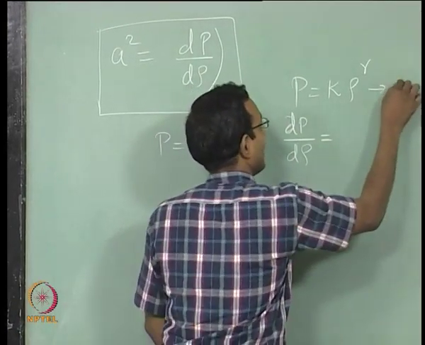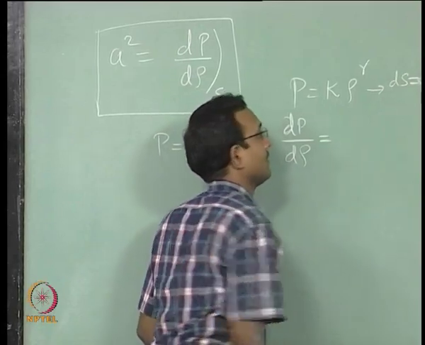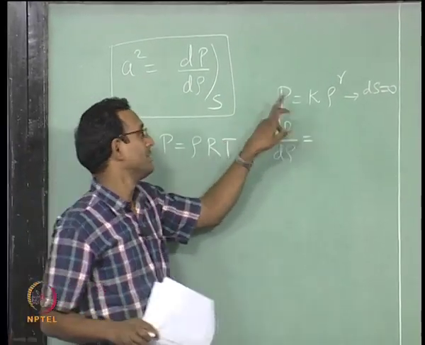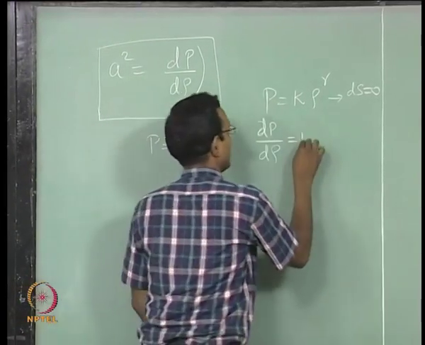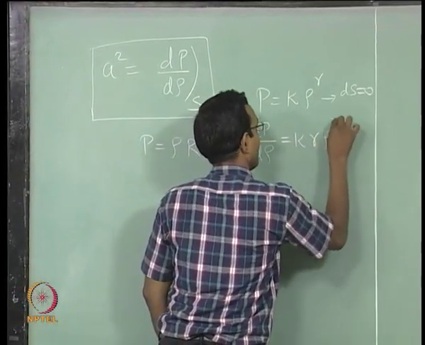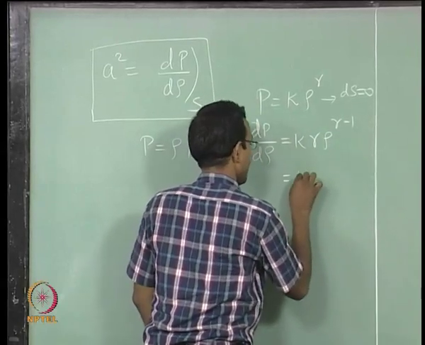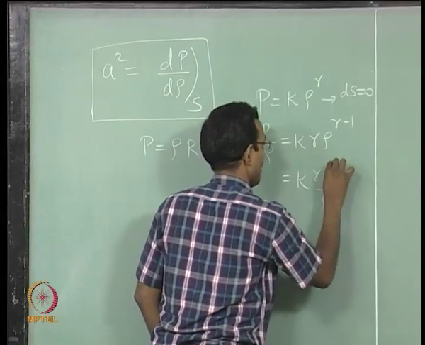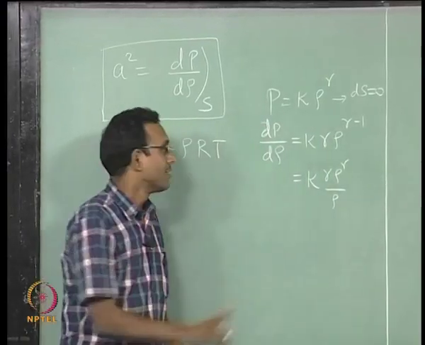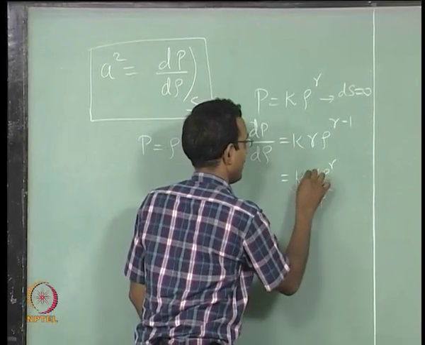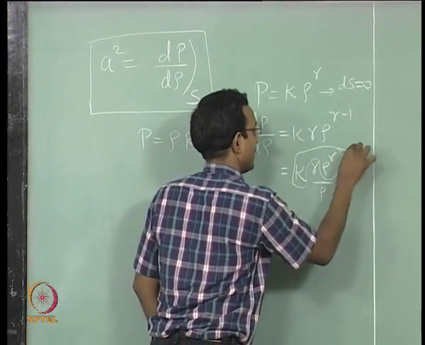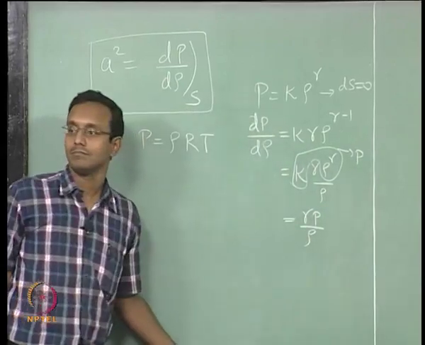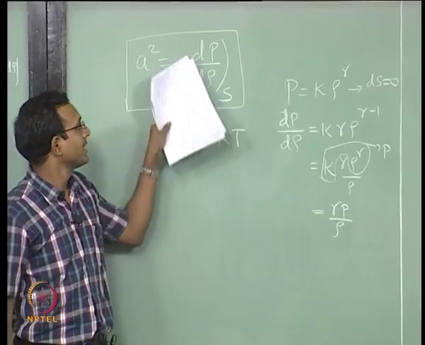Okay, this is already ds equal to 0 assumed, that is, I am assuming entropy is constant already. This is the relation between pressure and density. Now, I take dP by d rho of this, that is going to be k gamma rho power gamma minus 1, which can be rewritten as k gamma rho power gamma by rho, which I will write together as my pressure. So, it becomes gamma p by rho. This is just taking a derivative.